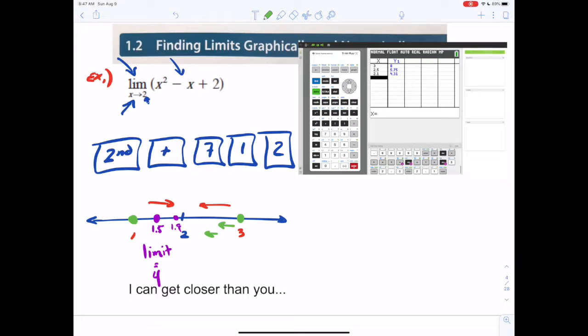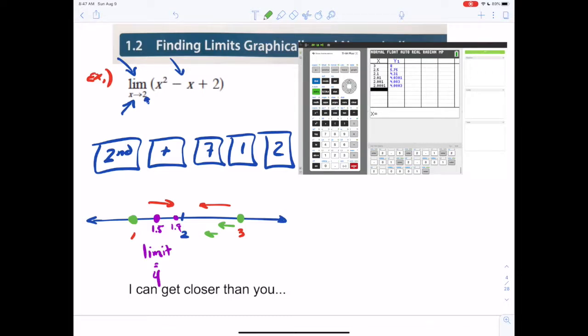Okay, so 2.01 is a lot closer. You can even go 2.001. You can even go 2.0001. And you could go all day, right? Now, if you take a look, I got really close to 2 from the right side.